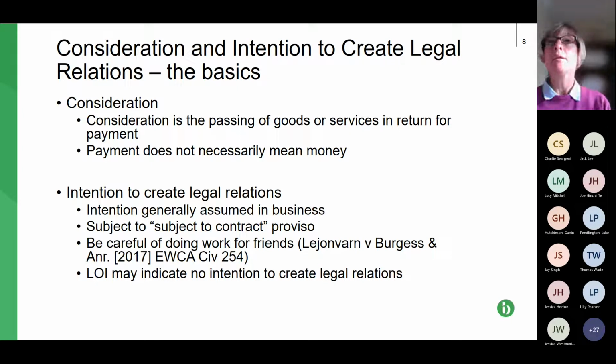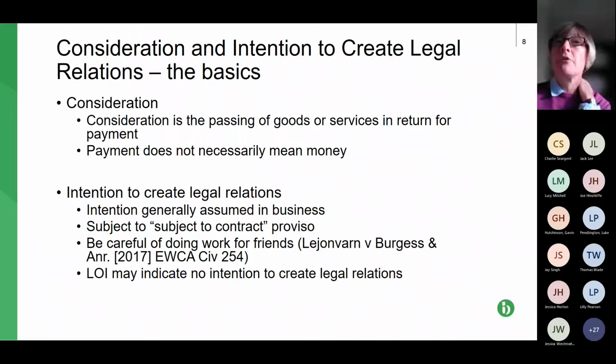As I've already said, generally there is that intention when you're operating in the context of a business. So that's the context we're talking about now. Just be careful of subject to contract provisos. So we typically see that in a letter of intent, or in negotiations where you might have the contract, you're discussing it, debating, negotiating it.